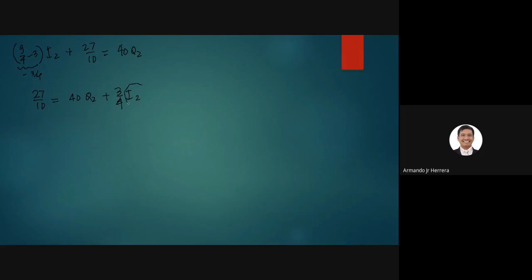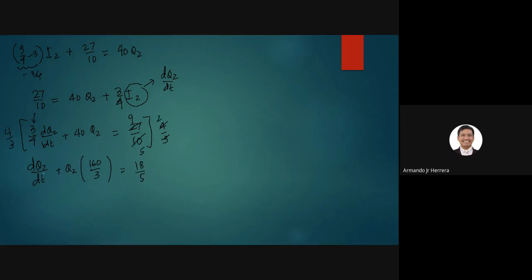But I2 is dQ2 dt. So this gives us 3/4 dQ2 dt plus 40 Q2 is equal to 27 over 10. So kailangan ma-isolate natin ito. So multiply tayo ng 4/3 both sides. That's dQ2 dt plus Q2 times 4/3 times 40 is 160/3 equals, this cancels out with 9/5/2. That's 18/5. So this will be our LDE of dependent Q2.